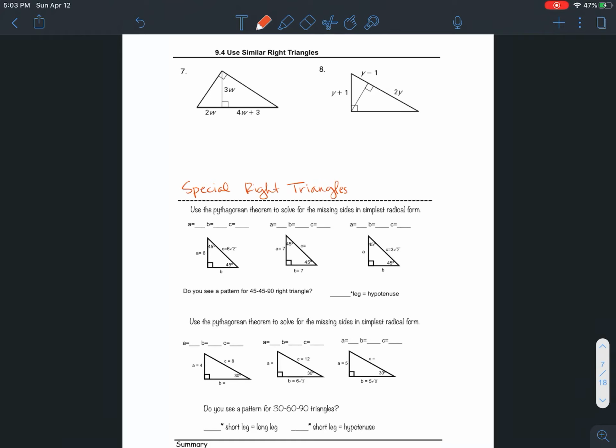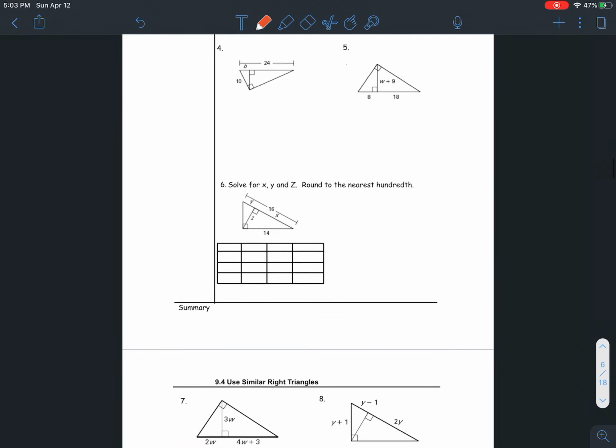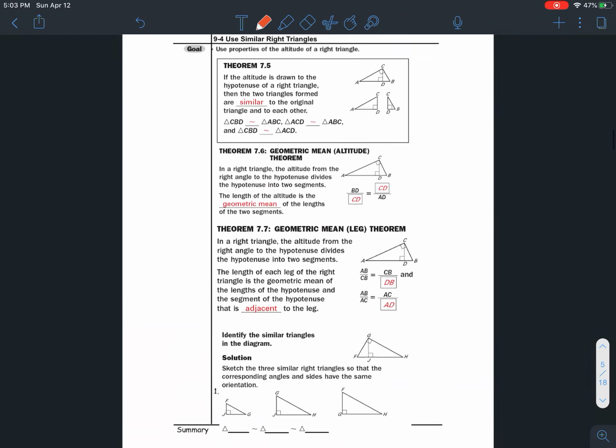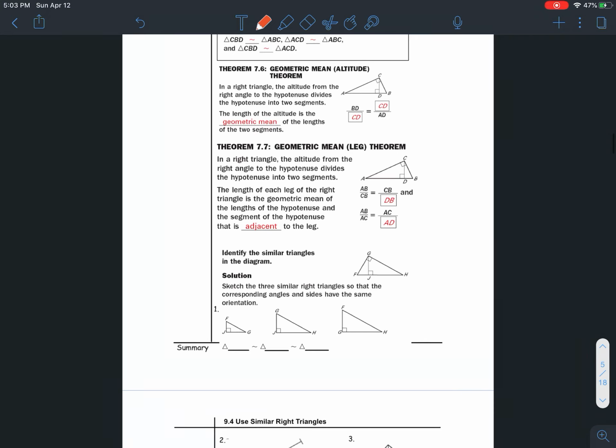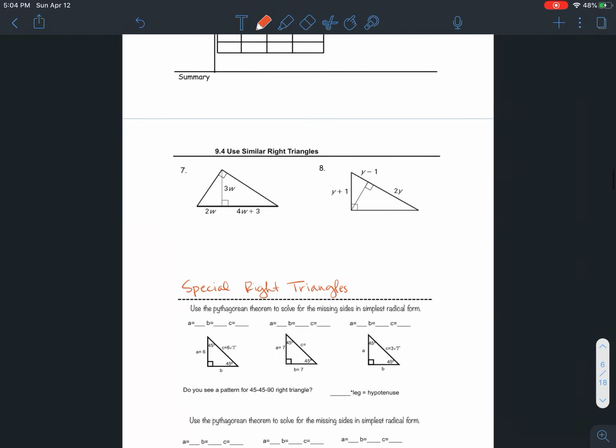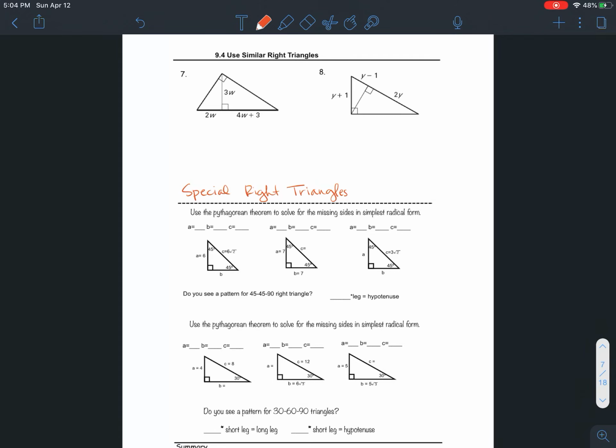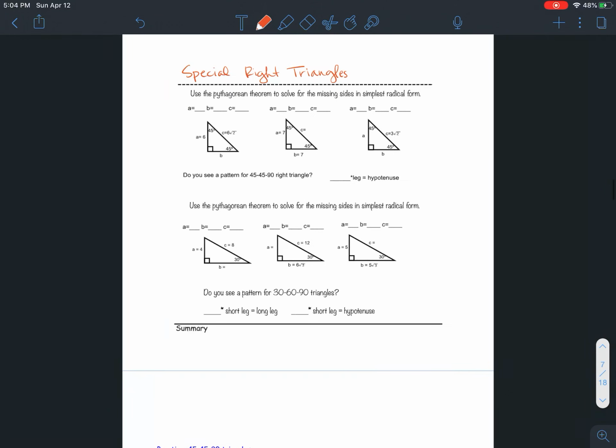Alright guys, topic for today is special right triangles. We're going to skip a few pages in the notes having to do with these similar right triangles. If you want to learn more about them, they're going to be in the regular notes videos within the regular Unit 5 module. So we're going to skip down here and we're going to talk about special right triangles.